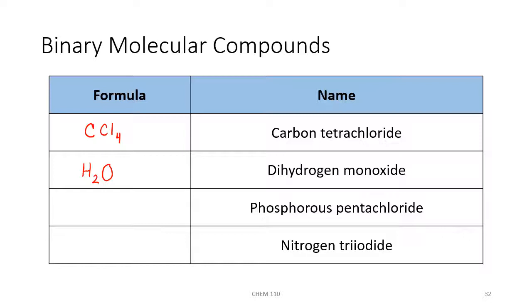Phosphorus pentachloride. Phosphorus, and then penta means 5. So we're going to have PCl5. Nitrogen triiodide. Nitrogen, and then iodine, and then the tri tells us there's 3 of them.